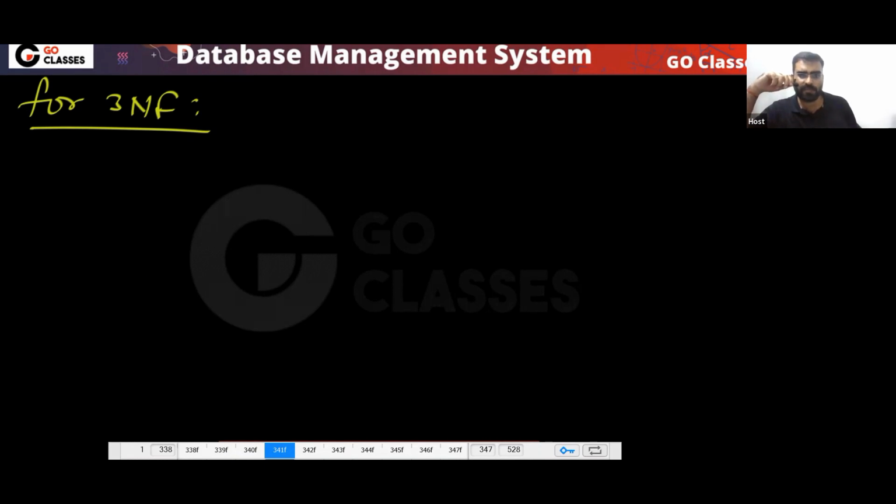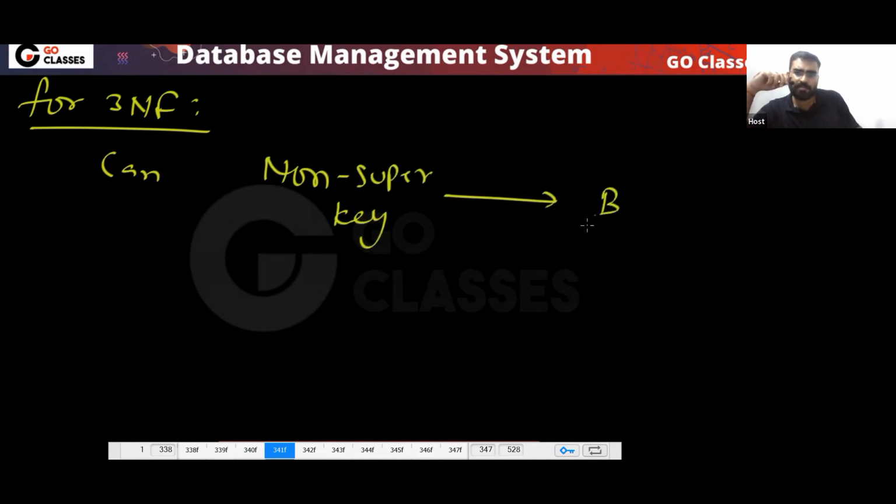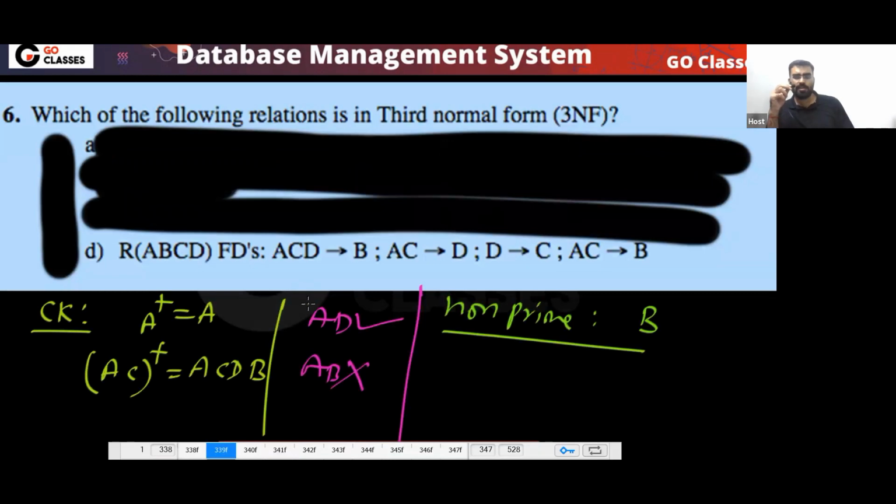Okay, now tell me about 3NF. So this is in 2NF. Can a non-super key determine B? This is what we are checking. Can a non-super key determine B? A single attribute cannot determine B.